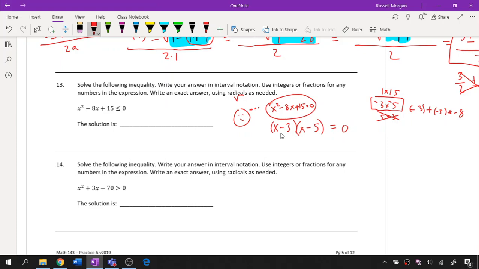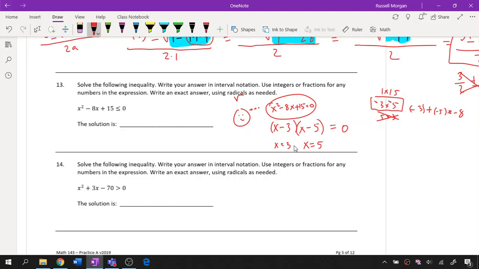Now I could just solve what makes this piece equal 0. That's when it's positive 3. What would make this piece equal 0? That's when it's positive 5. I just found the two answers. So that would be x equals 3 and x equals 5.